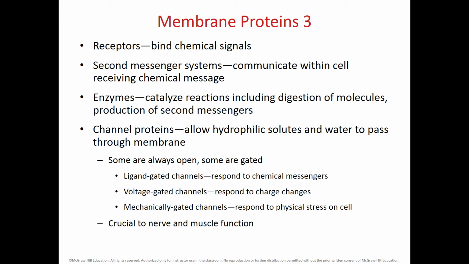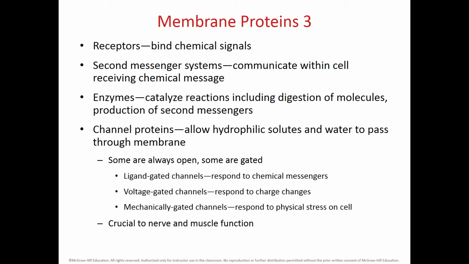There is this enzyme that is called adenylate cyclase. So this adenylate cyclase can produce cyclic AMP, or cyclic adenosine monophosphate. So this will be a second messenger. Now, channel proteins will allow the passage of hydrophilic solutes and water to pass through the membrane. For instance, we have channels that are specific for the passage of water that are called aquaporins.